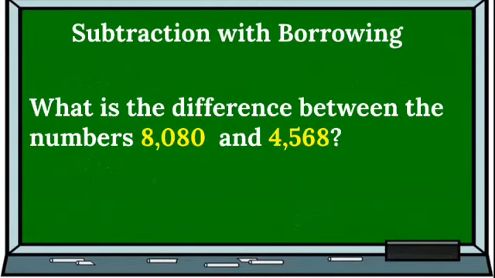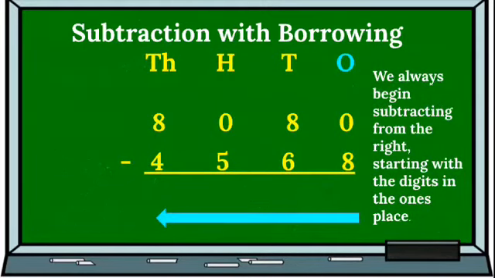Our problem for this one: what is the difference between the numbers 8,080 and 4,568? Again, our numbers are arranged in the vertical method, each digit in its respective place value column. Again, we always begin subtracting from the right, starting with the digits in the ones place. So let's begin.